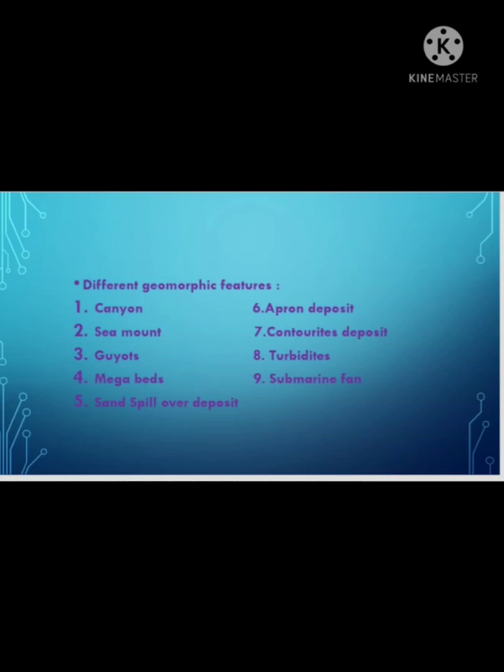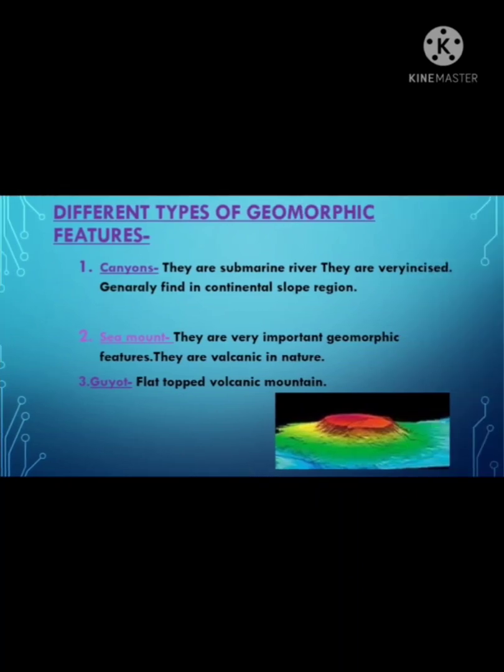Now I am going to discuss the geomorphic features of deep marine environment. There are a lot of geomorphic features in the deep marine environment such as canyon, seamount, guyot, megabed, apron deposit, continental deposit, etc. Let's discuss canyon. Canyons are submarine rivers. They are very incised, generally found in the continental slope region.